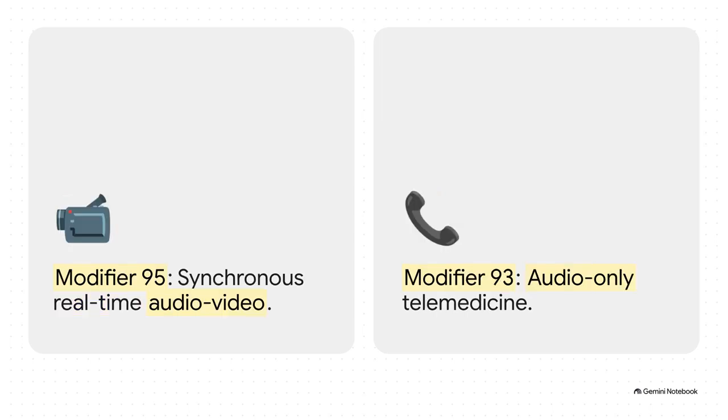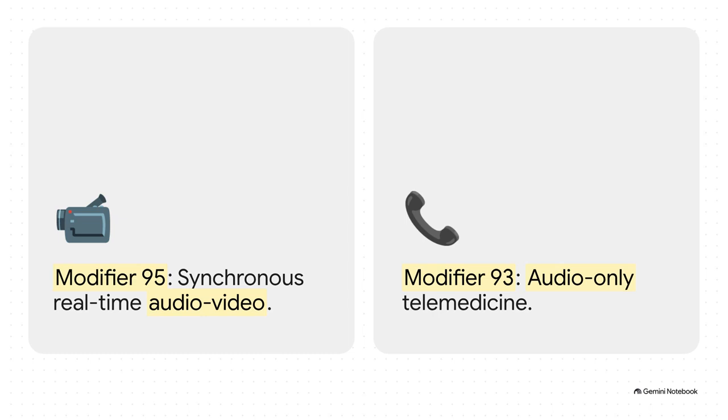And this side-by-side comparison perfectly highlights how your modifiers have to align with whether the camera was on or off. Modifier 95 basically tells the payer, hey, we could see and hear each other perfectly in real time. Modifier 93 is your signal that you are operating completely audio only. Trust me, mismatching your CPT code modality with the wrong modifier is a guaranteed fast-track way to trigger an audit or a denial.